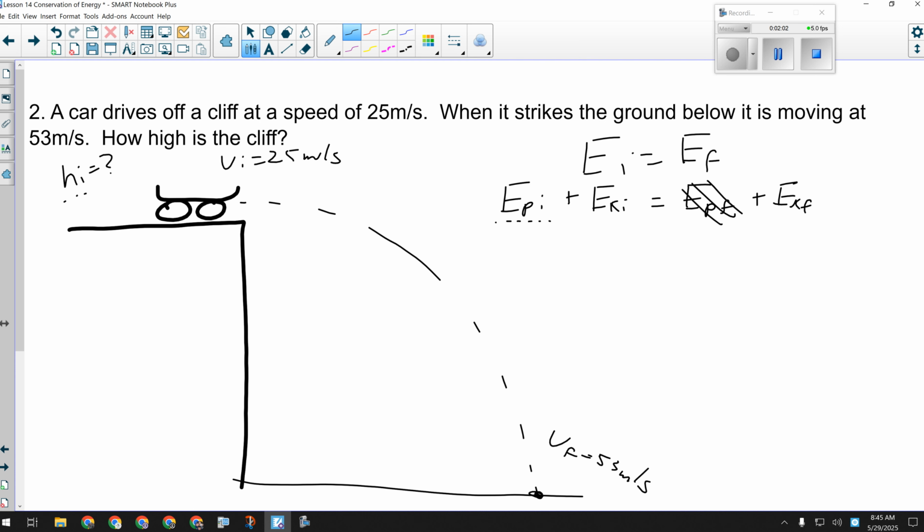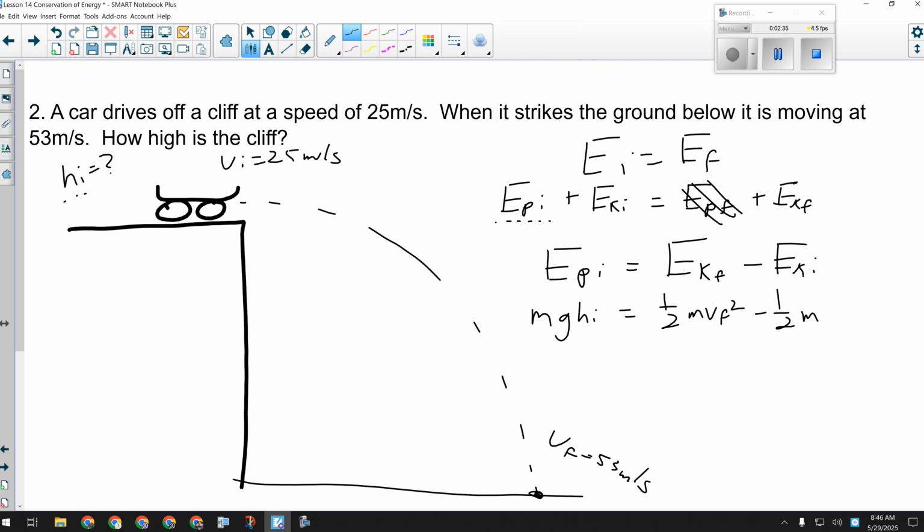If I want to move it over here, subtract it over to the other side, right? If I want to move something, I do the opposite. So I'm going to have the initial potential equals the final kinetic minus the initial kinetic. Now I've got initial potential by itself. Are we still following all the same steps as yesterday? Yeah. Now I can plug in my formulas. M times G times H initial equals 1/2 MV final squared minus 1/2 MV initial squared.